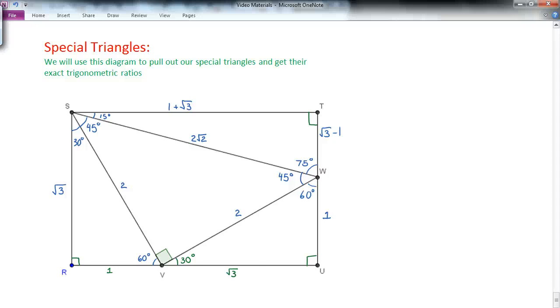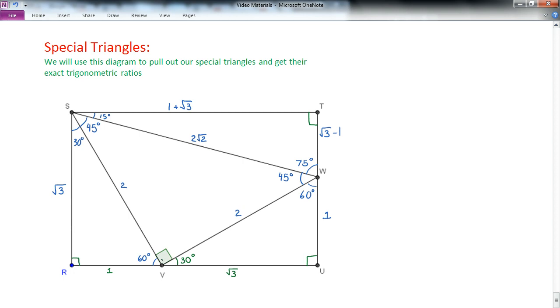Hello. So in our last video, I gave you this kind of fun problem where you had this rectangle, and I gave you a couple pieces of information. The pieces of information I gave you are those in green, so 30 degrees, root 3, 1, and 90 degrees. Then you had to come up with all the other information in this diagram.